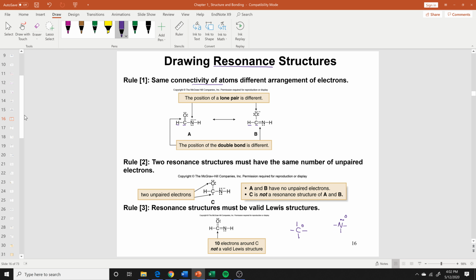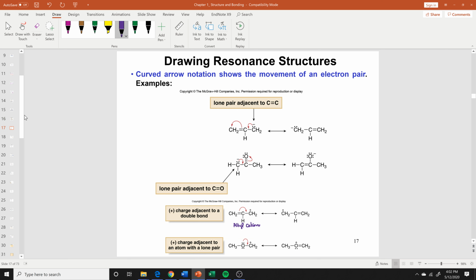Here carbon has 5 bonds. This means that it has 10 electrons. This is not a valid Lewis structure, so it can never be a resonance structure for A and B. So as I mentioned, resonance structures are moving electrons. You should show how you are moving electrons, and to show that, you're going to start by using arrows.